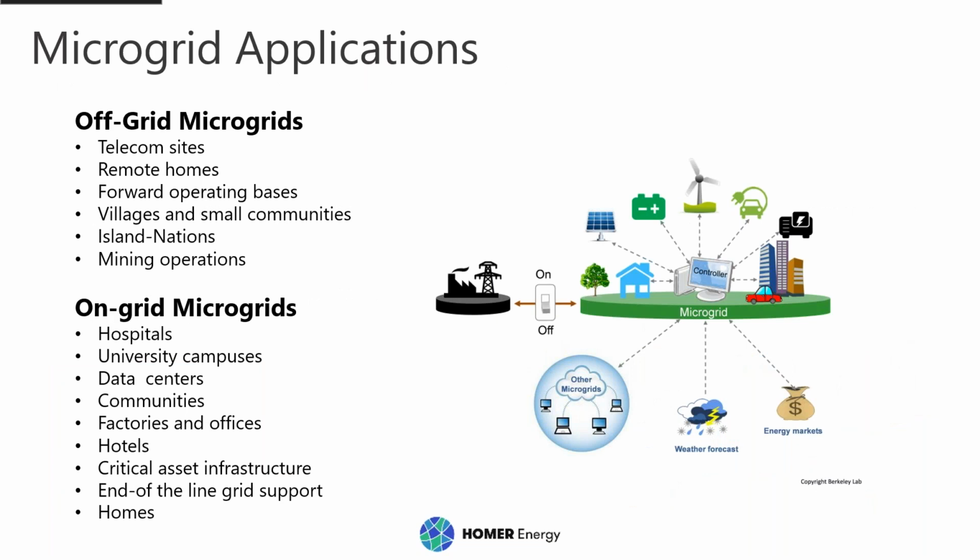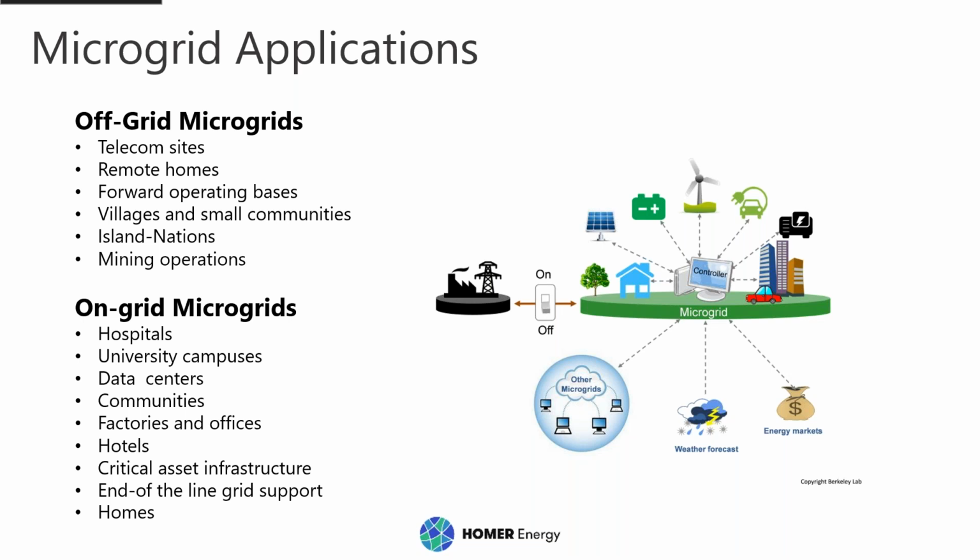As I mentioned, there are two different markets within microgrids. There are telecom sites, remote homes, forward operating bases in military applications, villages and small communities, island nations, and mining operations, which are typically what we see in the off-grid microgrids. In the past, before the evolution of the modern-day microgrid, a lot of what you saw was just a single generator producing the power. Now what we're seeing is more complex, but more cost effective and more reliable: the use of multiple technologies for that same application.